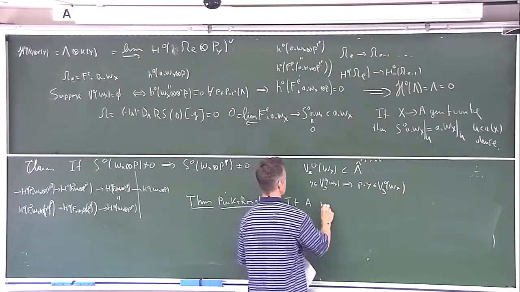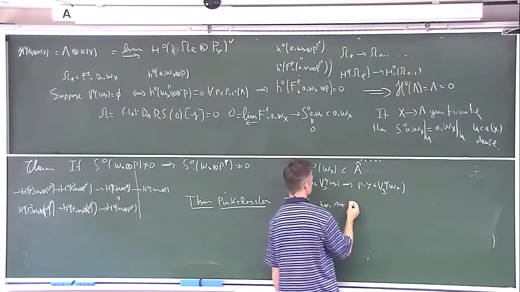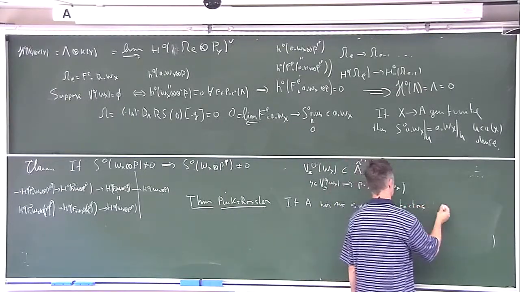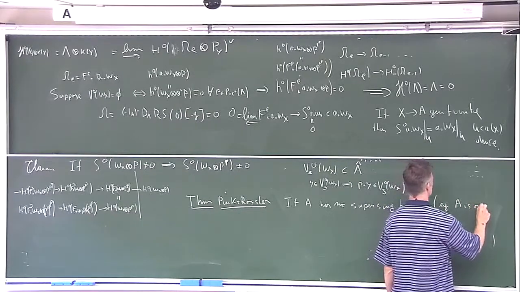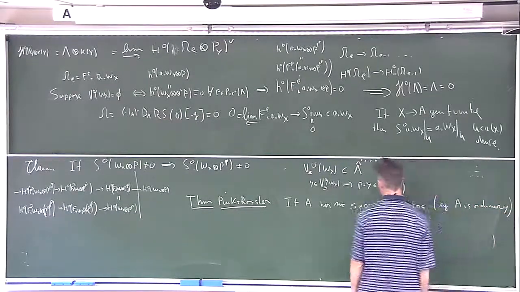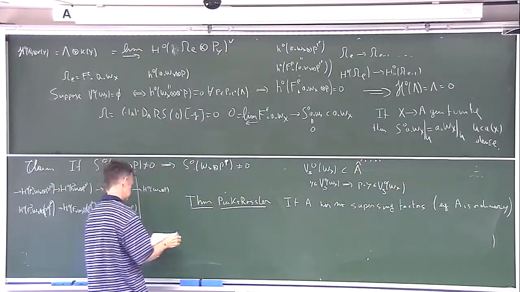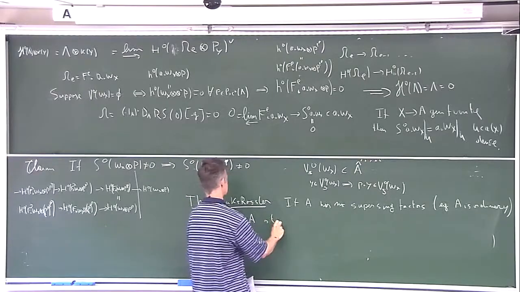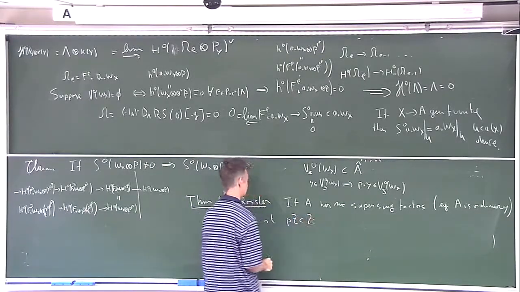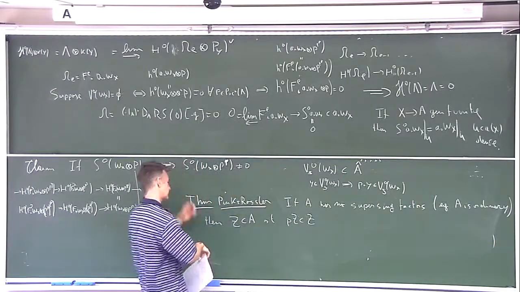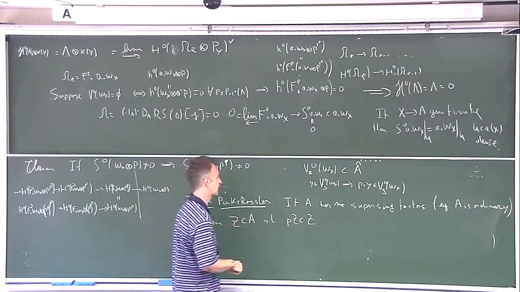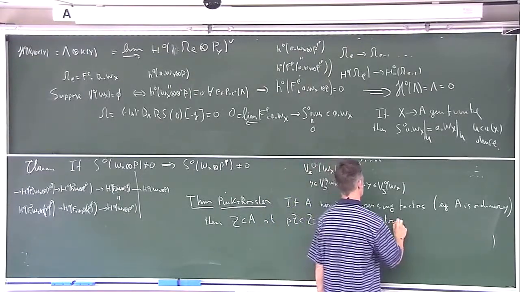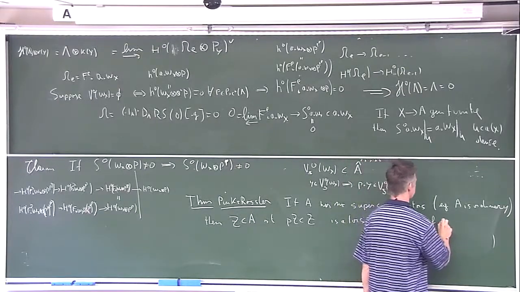if A has no supersingular factors, in this case A hat with no supersingular factors, for example A is ordinary, then any closed subset Z contained in A such that PZ is contained in Z, precisely, any irreducible closed subset with this property, is a torsion translate of an abelian subvariety.